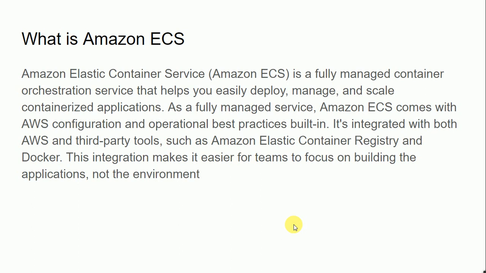Let's start with the introduction of Amazon ECS. Amazon ECS is a fully managed container orchestration service that helps you to easily deploy, manage, and scale containerized applications. As a fully managed service, Amazon ECS comes with AWS configuration and operational best practices built in, and it integrates with both AWS and third-party tools such as Elastic Container Registry and Docker. This integration makes it easier for teams to focus on building applications, not the environment.